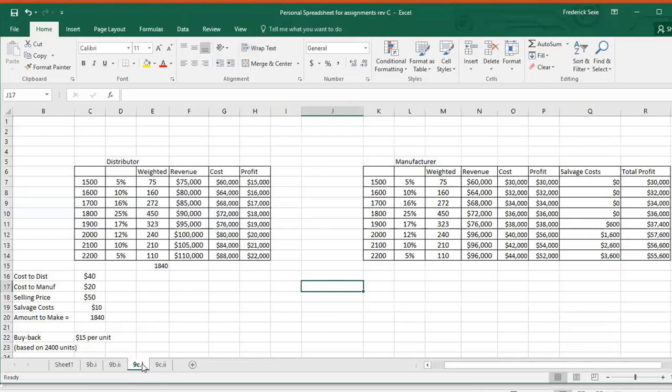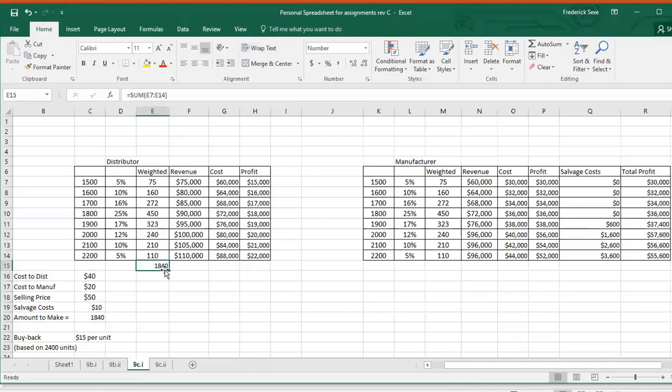Now, the information I think is the same. So using the same wholesale price contract as Part B1, calculate the production inventory level of the manufacturer. So all this information is the same right here. As a result, the amount to make is going to be the same. Okay, so it's 1840.